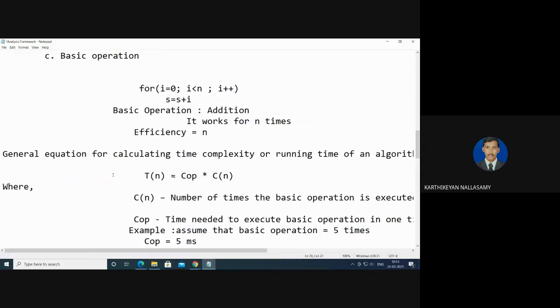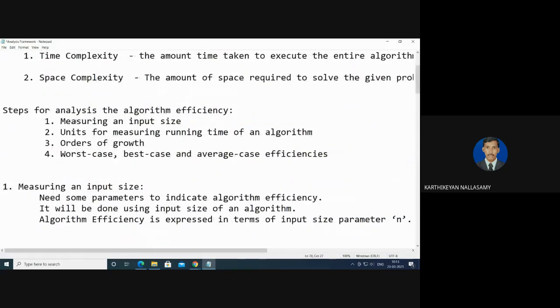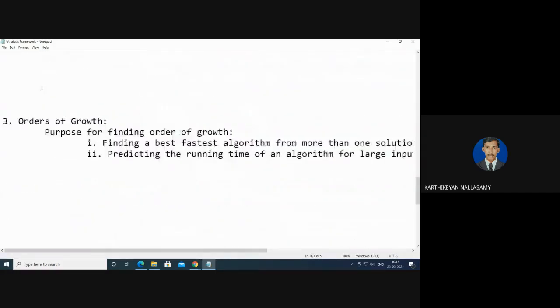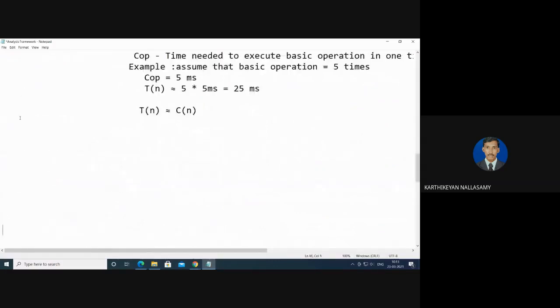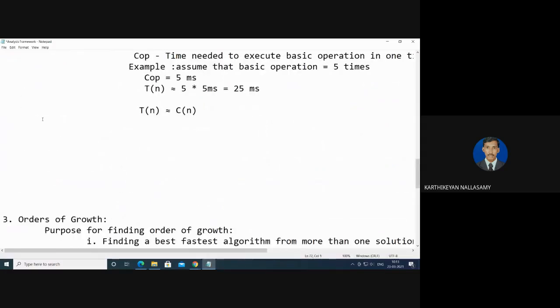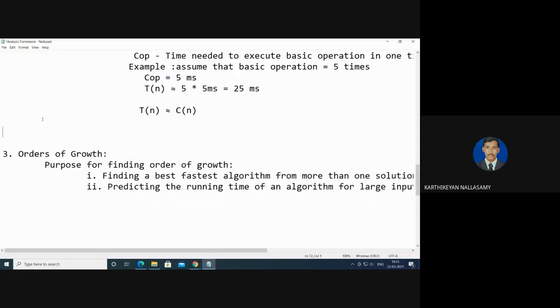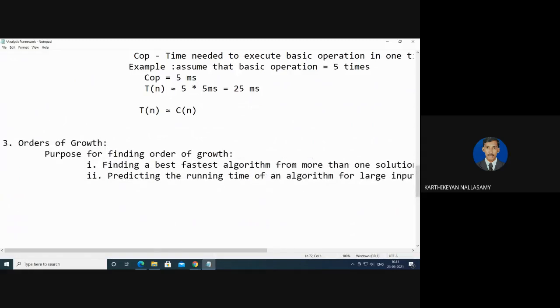So now the second step is over. The first thing, the input size, is over. The second one is the unit for measuring running time. And the third one is that you are going to define the order of growth. Order of growth means how much the complexity increases if the size of the input is increased. Based on the increase in size, we define the fastest algorithm, the one with the best solution. For that we compare various factors.